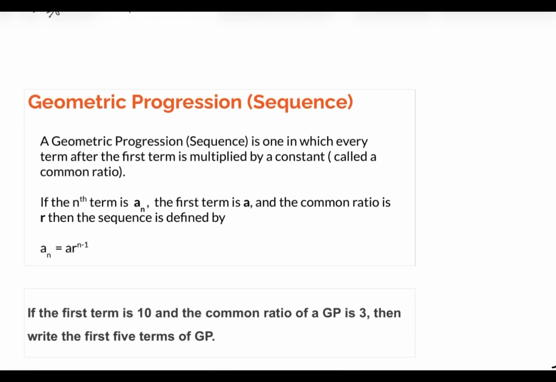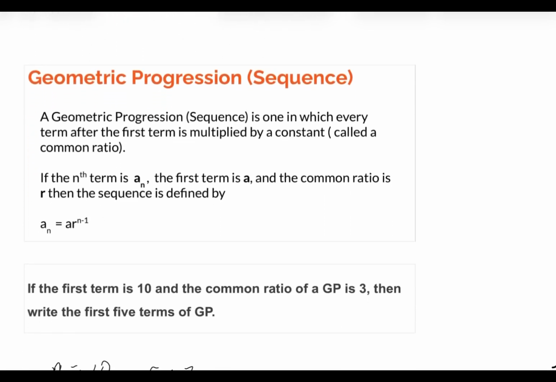Geometric progression definition. A geometric progression or sequence is one in which every term after the first term is multiplied by a constant called a common ratio. If the nth term is a sub n, the first term is a, and the common ratio is r, then the sequence, that's the GP, is defined by a sub n is equal to a times r raised to the n minus 1.